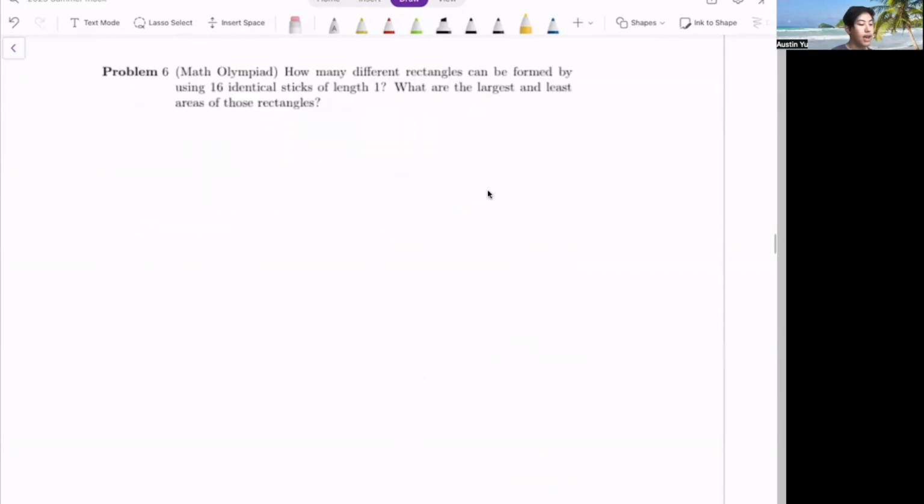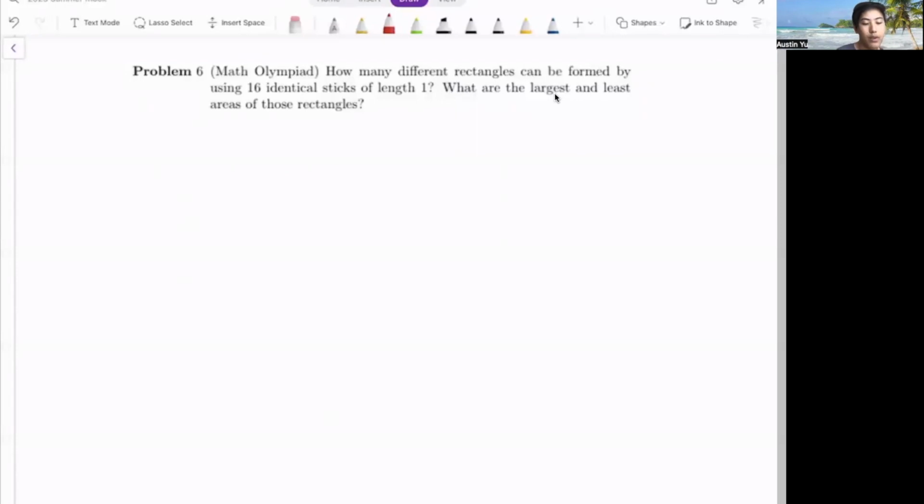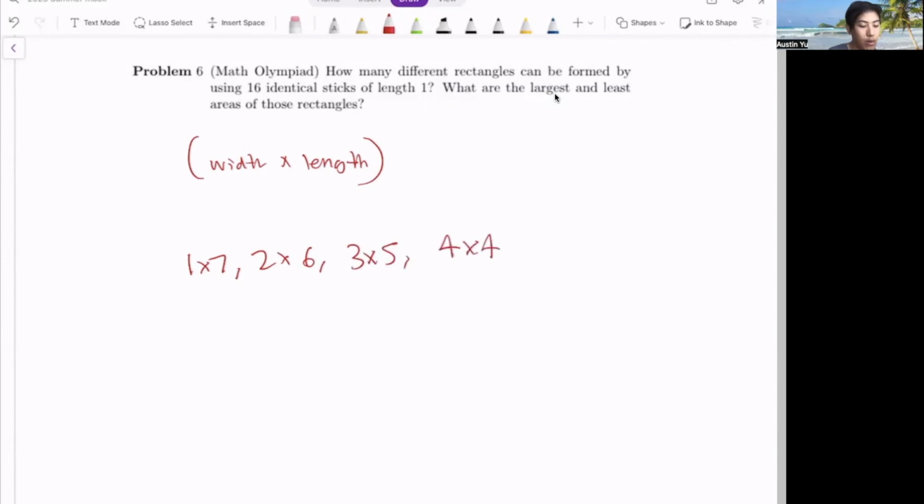Problem 6. How many different rectangles can be formed by using 16 identical sticks of length 1? What are the largest and least areas of those rectangles? Since the perimeter of those rectangles is 16, all possible arrangements of width times length are listed below: 1 by 7, 2 by 6, 3 by 5, and 4 by 4. Note that a square is a special rectangle, so the largest area is the square, 4 by 4 equals 16. And the least area would just be 1 by 7 equals 7.